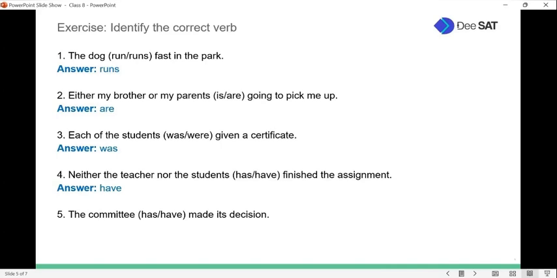The committee has or have made its decision. Because the decision is unanimous, the committee is functioning as a singular unit, and thus the correct answer should be has.